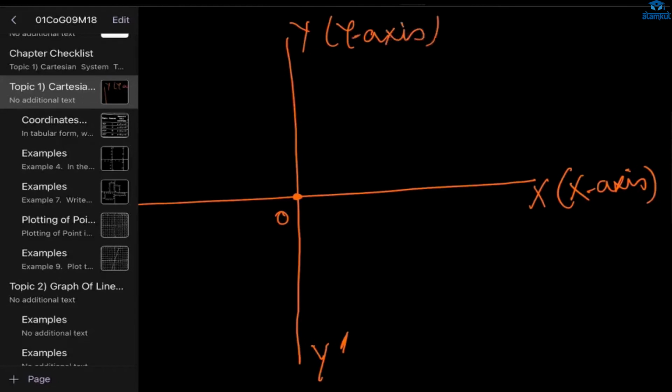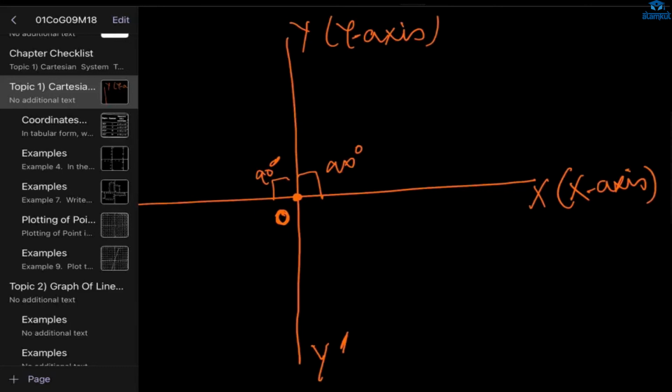The point where both the lines meet or intersect is called O. You will always represent it as O, and the value of this point is 0. At 0 they intersect, and this angle is 90 degrees. The lines are perpendicular, so all these angles are 90 degrees. Understood? This is the simple basic idea of the Cartesian plane.